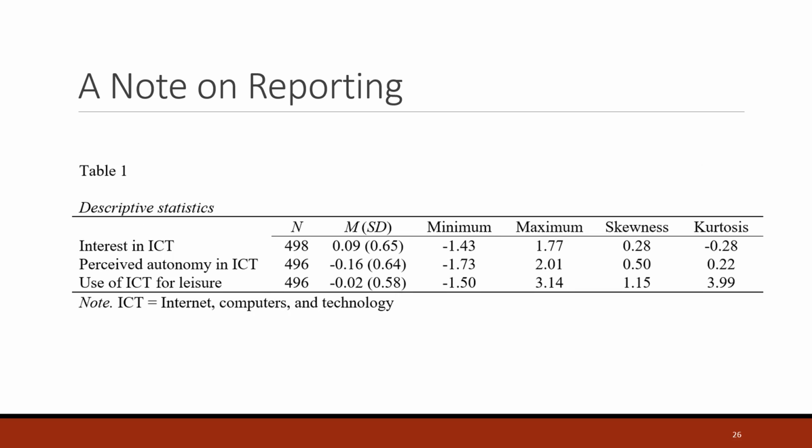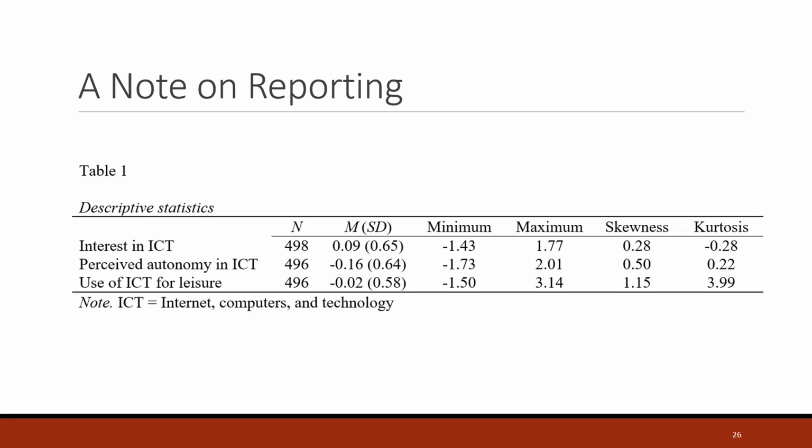And as an example of a table here, this is just a little one looking at the variables that we've seen so far, and this is in APA style. So we have the variables running along the left-hand side, then we have the valid sample size, which indicates missing data if elsewhere you've indicated that the overall sample was 500. Then we have the mean and standard deviation, the minimum and maximum, and the skewness and kurtosis. And then there is a note at the bottom indicating that this abbreviation, ICT, stands for Internet, Computers, and Technology.